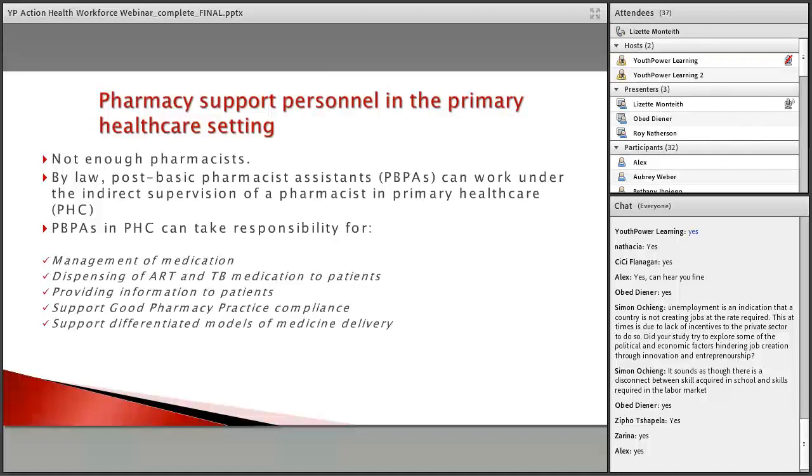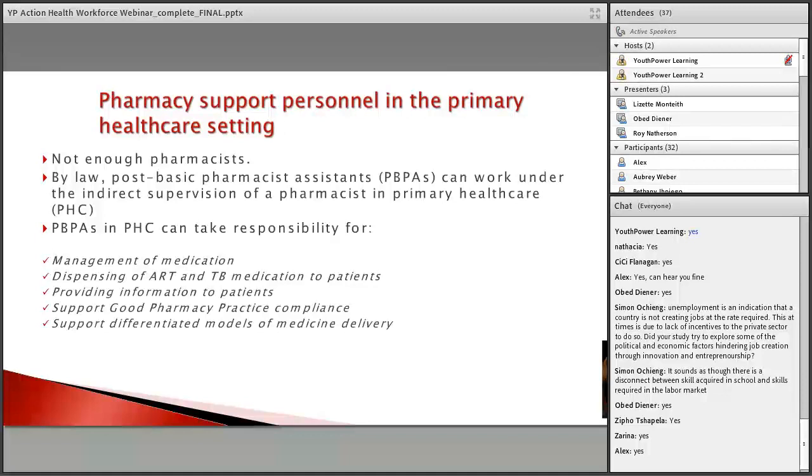So what can the pharmacist assistants do and support with in the primary healthcare settings? And to focus on this, I would like to give a little bit of background. About 12 years ago, we at Keflin-Pila realized that there's not enough pharmacists to do the work needed in the primary healthcare facilities. During this time, we started a pilot project in liaison with the Department of Health in the city of Cape Town to place qualified post-basic pharmacist assistants in primary healthcare facilities.